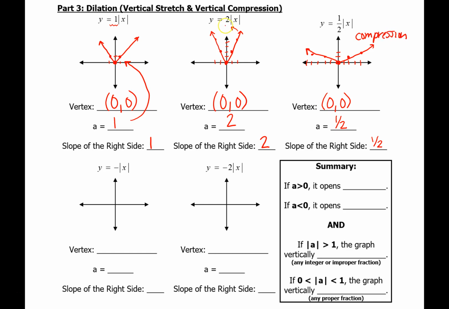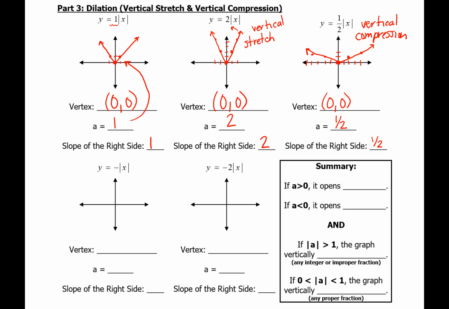In this one where we had the 2, our slope got more narrow. We're going to call that a stretch. And specifically, these are changing vertically. We have a vertical stretch because the V shape gets pulled up vertically, and we have a vertical compression because the V shape gets vertically pushed down.